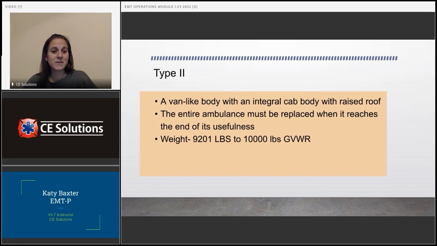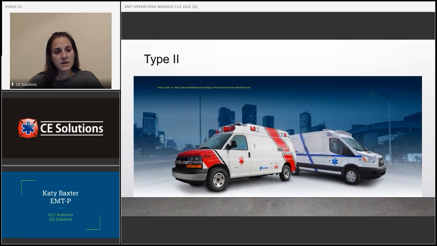The entire ambulance must be replaced when it reaches the end of its usefulness. You can't just lift the box, remove the truck and the chassis, and put a new one in, put the box back down. It's called a remount. Can't do that with these. The weight is 9,201 pounds to 10,000 pounds gross weight. Here are type 2 ambulances.